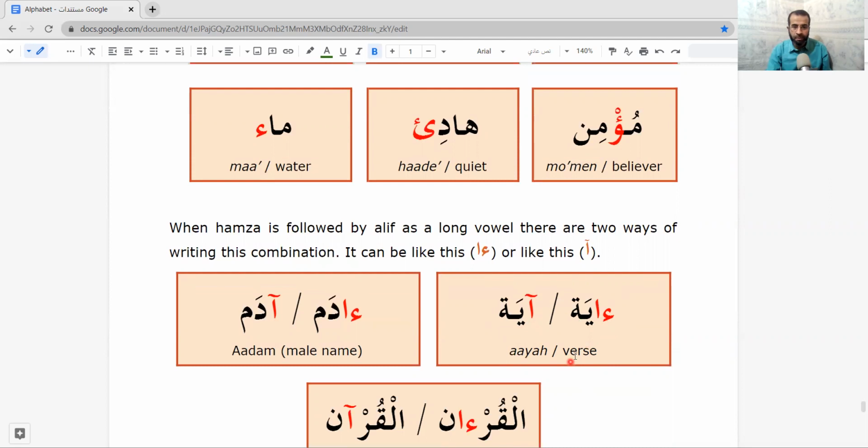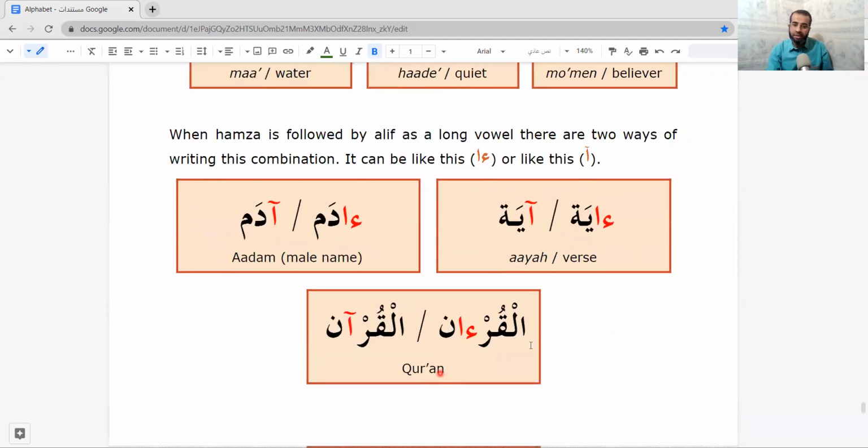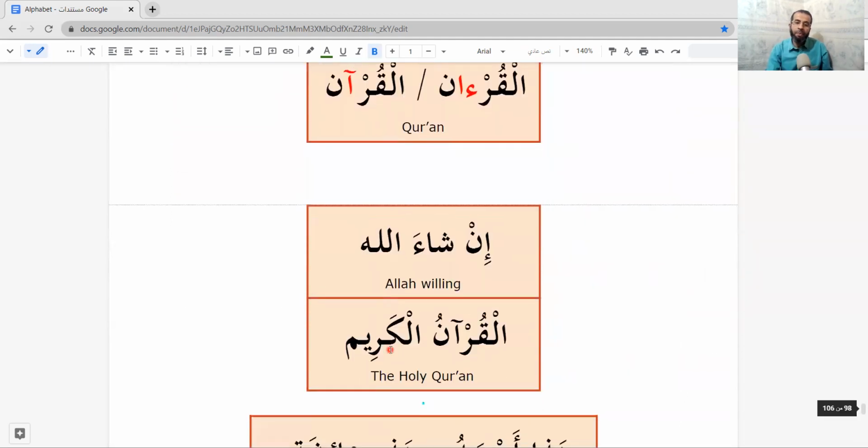Both are right. Another example, Adam. It's a male name. It can be written like this. Adam, or like this. Adam, the same. The next one, another example, Al-Qur'an. A plus long vowel A can be written like this or like this. Both are Al-Qur'an. These are some examples.